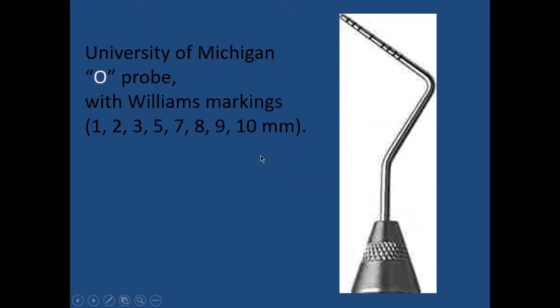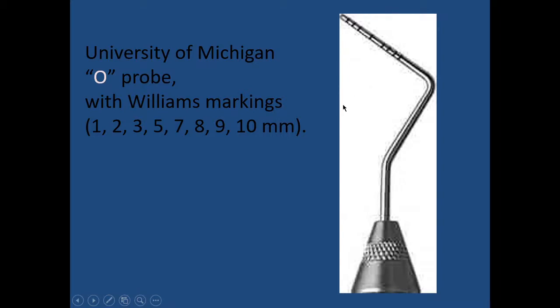University of Michigan probe with Williams marking. This is an ordinary probe. We will use it. This Williams probe or Michigan O probe measures 1, 2, 3, then 5, then 7, 8, 9, 10. A small portion, a small portion, a small portion, then a larger portion measured 2 millimeters, then a larger portion measured 2 millimeters, then a small portion, small portion.